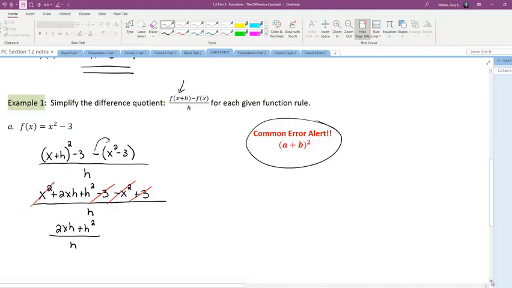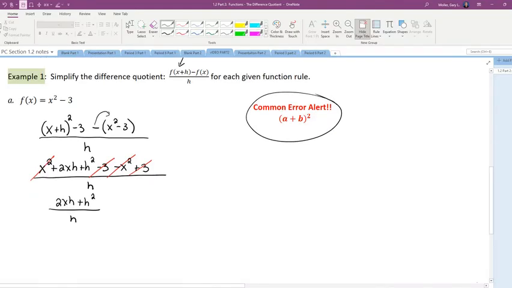If I'm showing all my work here, I would take the next step and hopefully recognize I have h's in both the top terms. So I can factor h out, giving me (2x plus h) times the h, all over h. Factor the h out of this, left me with 2x. Factored one of the h's out, I'm left with 1. And now, hopefully we see we can cancel out those h's, leaving me with an answer of 2x plus h.